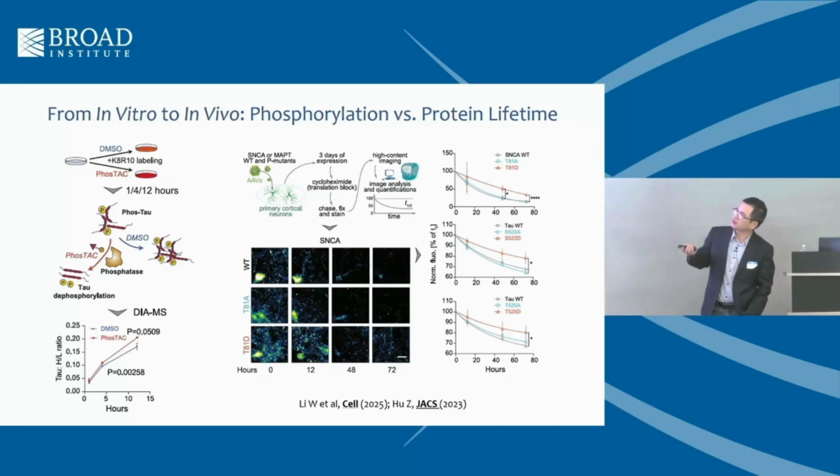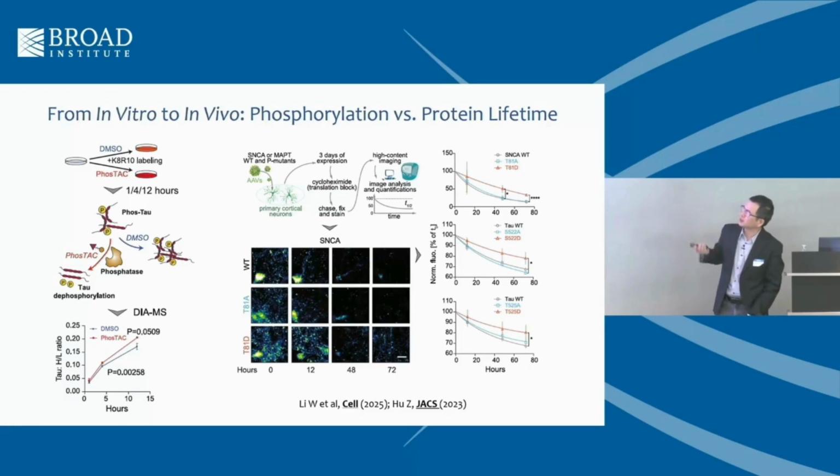One verification we did is based on this PhosTag, which is actually a molecular glue developed by Craig Crews' lab, which is also at Yale. And we used this PhosTag to treat in vitro cell cultures. The idea of the PhosTag is that it will recruit the phosphatase to perform targeted dephosphorylation. So here we used the PhosTag for tau, and that PhosTag actually removed the tau phosphorylation, and in the meantime, we can observe that the heavy to light ratio is indeed higher upon the removal of phosphorylation. So this suggests that there might be some translational implication here.